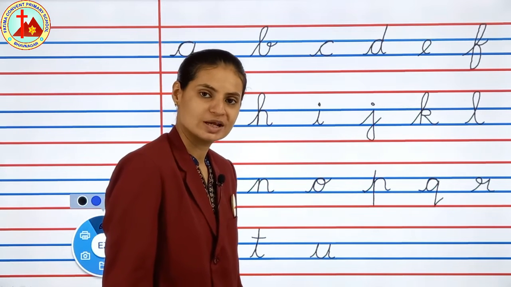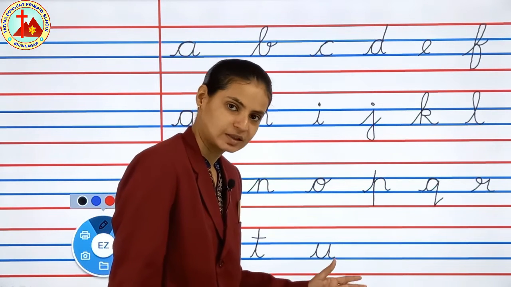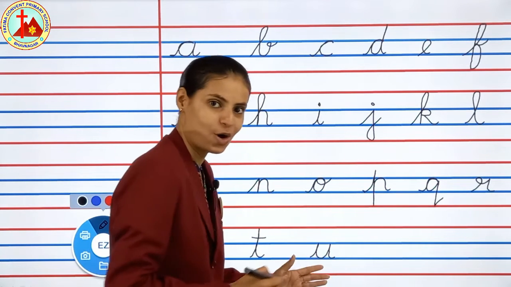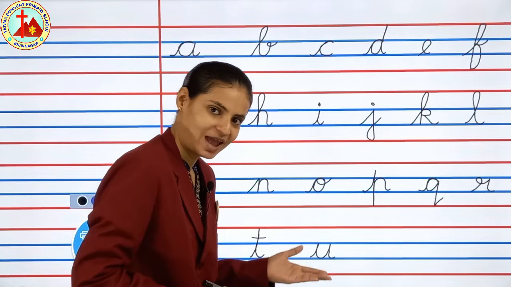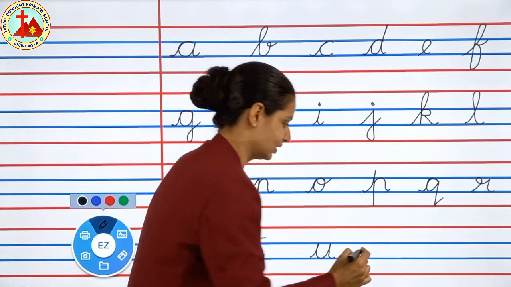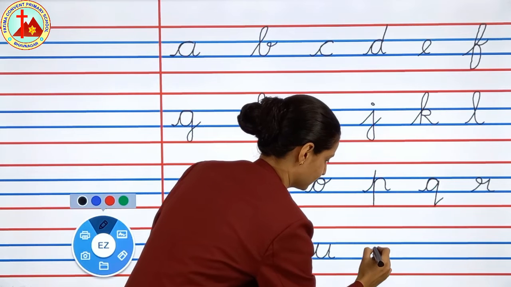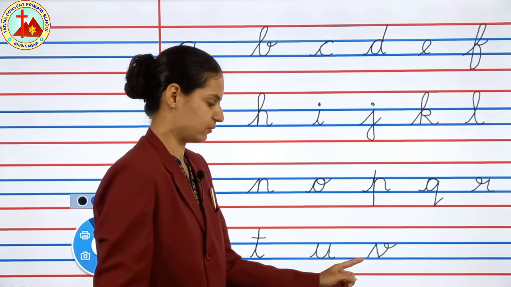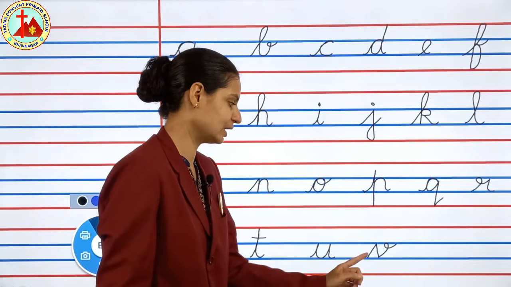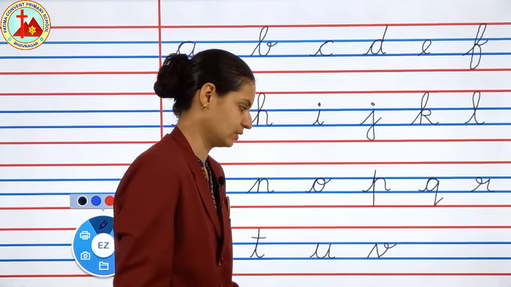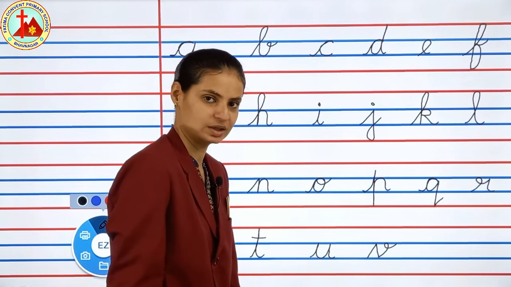After U, which letter? X. I will write X over here. No, which letter? Yes, you all know. After U, which letter? V. Yes, we have to start from small slanting line, but we have to write in the blue line. This is cursive small v.